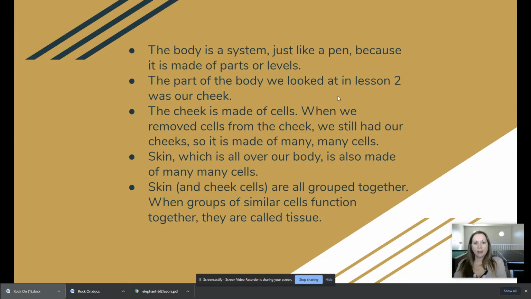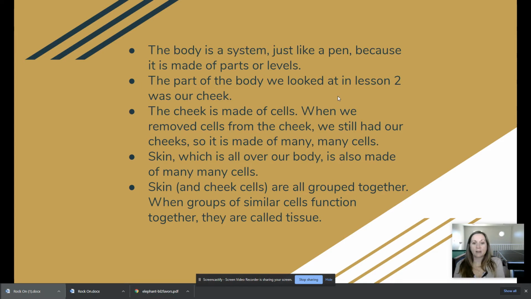All right, before we begin, let's do a little review. The body is a system, just like a pen, because it is made of parts or levels. The part of your body that we looked at in lesson 2 was our cheek. The cheek is made of cells. So when we removed cells from the cheek, we still had our cheeks. So it is made of many, many cells. Skin, which is all over our body, is also made of many, many cells. So the skin and cheek cells are all grouped together.